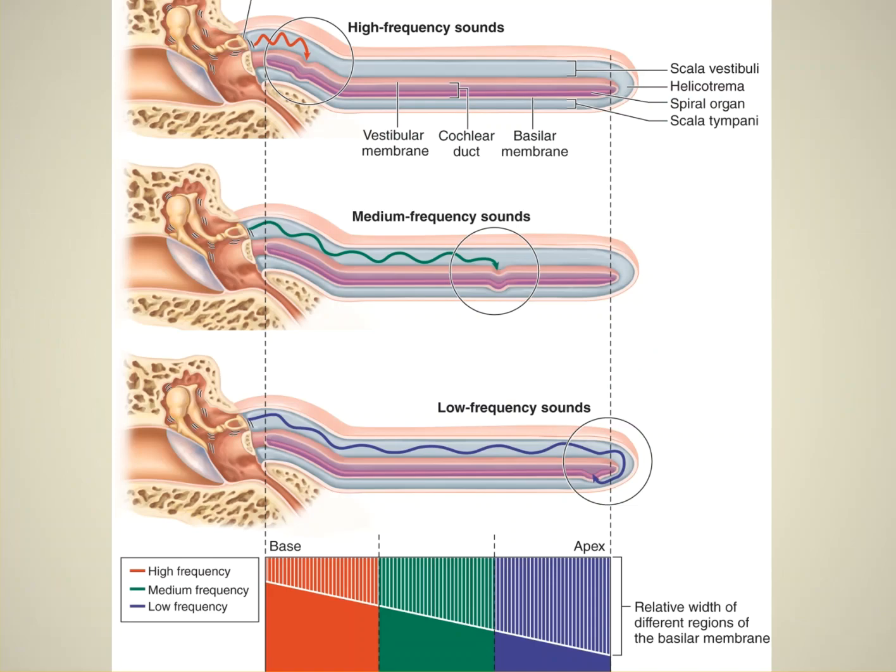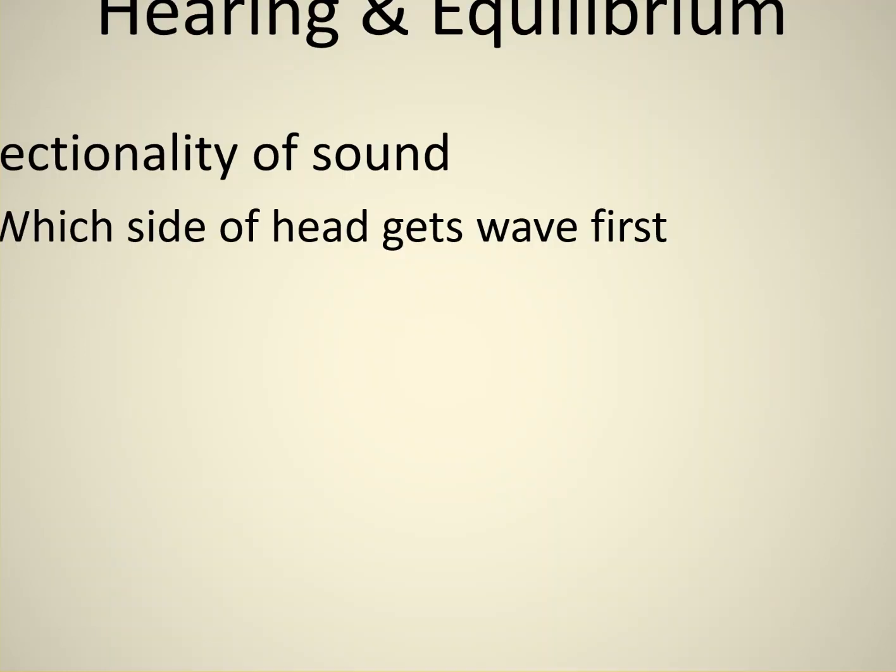So slide 32 shows you again how the basal membrane is frequency coded. High frequency sounds vibrate that part of the basal membrane. Medium frequency sounds, low frequency sounds. And then there's directionality of sound. How do you know where sound is coming from? Well, what side of the head gets the wave first?